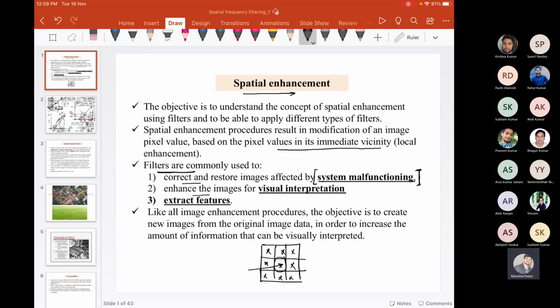It further enhances the images for visual interpretation, and we can also extract the various features present in the image by spatial enhancement. Like all image enhancement procedures, the overall objective is to create a new image from the original image data, such that the overall information present in the image is increased. That will further help us with better visual interpretation of the image.